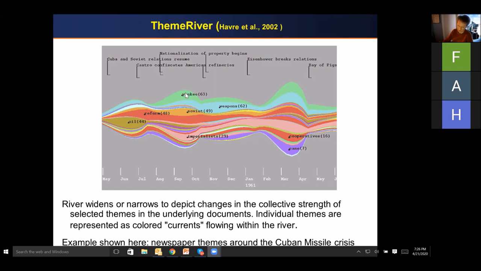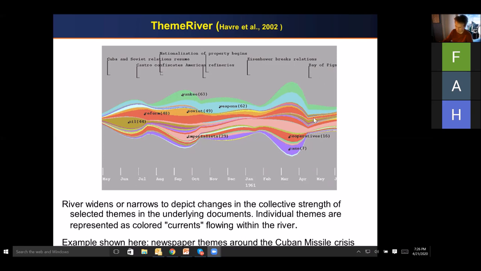Okay, so here you can see the themes of these articles, right? Weapons, and reform, and oil, and operatives, and Yankees, right? You can see what these newspapers talk about. And here you can see the events of the time that happened, right? Here, Cuba, Soviet relations resume, and then Castro, and here Eisenhower breaks the relations, and then the Bay of Pigs operation comes here, right?